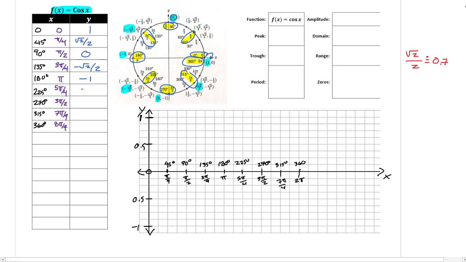So let me just write these in here. Negative root 2 over 2, 0, root 2 over 2, not negative now. Negative root 2 over 2, and then back to 1.